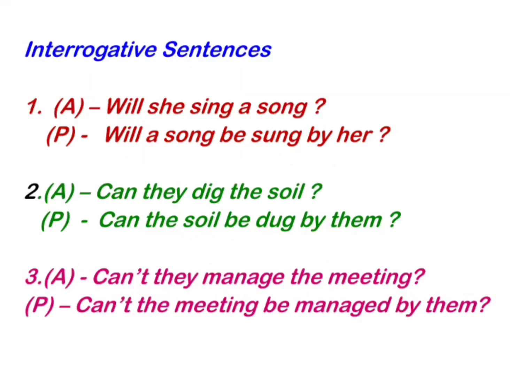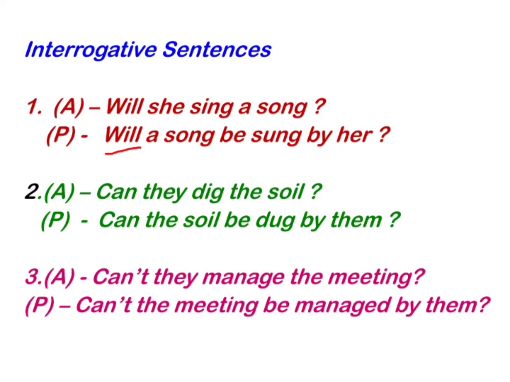Next, interrogative sentences. Interrogative sentences are sentences which ask a question. Look at the first sentence. Will she sing a song? Will is the modal verb. This denotes the future form. Sing is the verb, so will sing is the verb. Now in passive voice, it will begin with the same modal verb which is used. So will is there, so we use the same will.